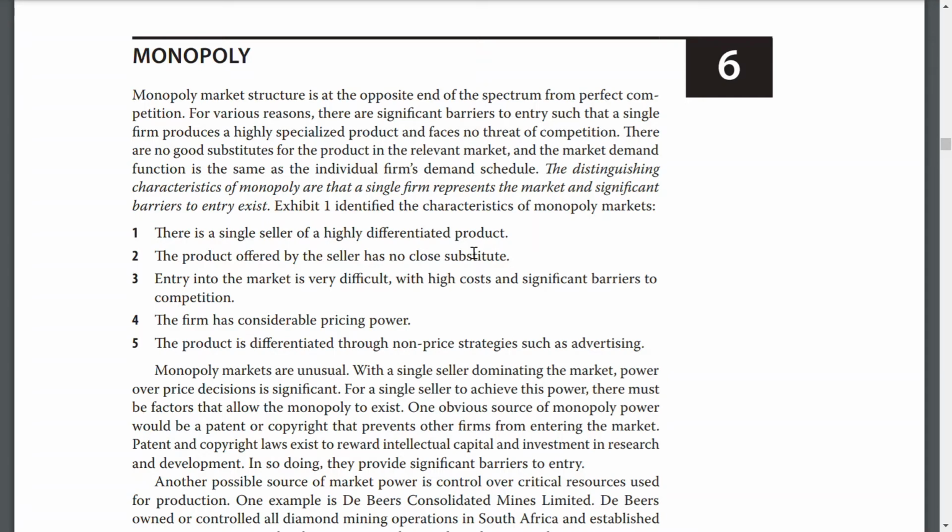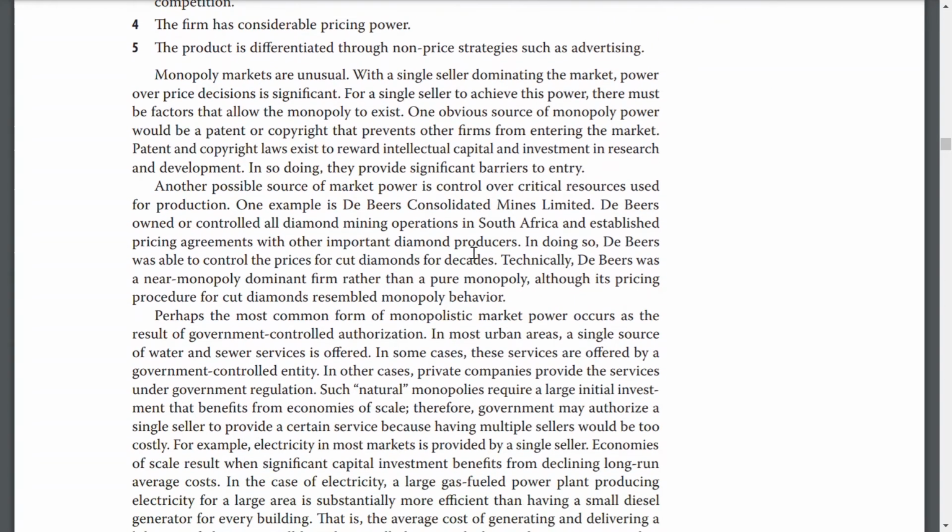Monopoly markets are unusual, with a singular seller dominating the market. Power over price discrimination decisions is significant. For a single seller to achieve monopoly power, there must be a factor that allows the monopoly to exist. One obvious source of monopoly power would be a patent or copyright that prevents other firms from entering the market. Patent and copyright laws exist to reward intellectual capital and investment in research and development. In so doing, they provide significant barriers to entry.